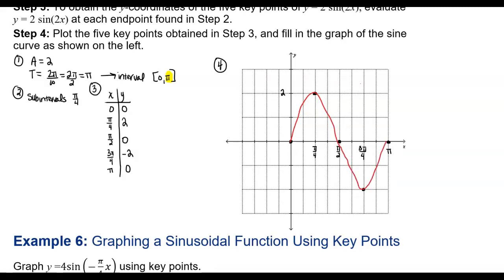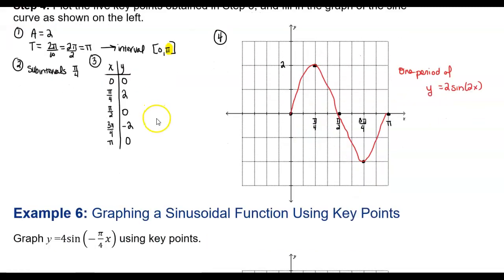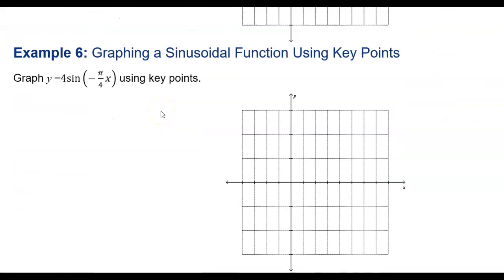And here we have one period of y equals 2 sine 2x. Typically, you only ever need to graph just one period, because once again, it is cyclical, so it just repeats that same pattern over and over again. All right, so for this next example, we have to remember your odd-even properties. This is a sine function, so it's odd, which means I can actually pull that negative that's inside out to the front.